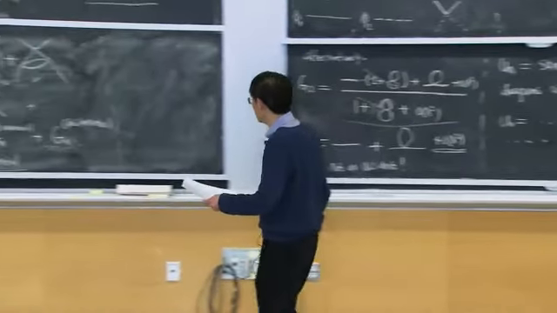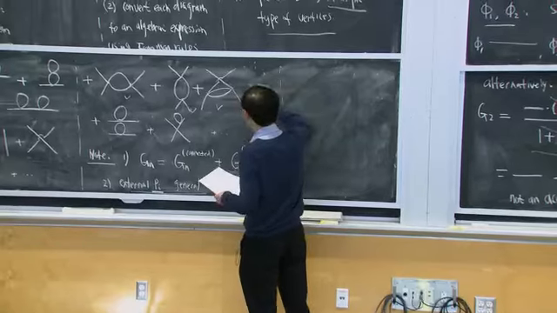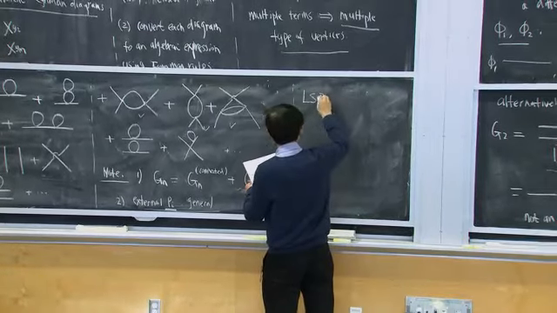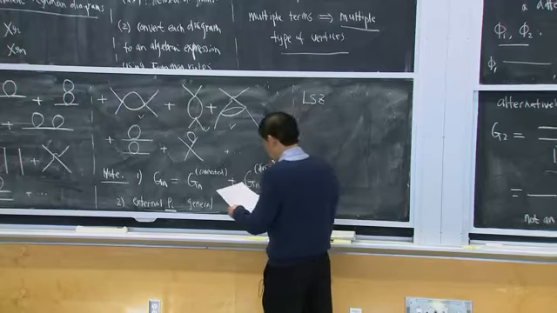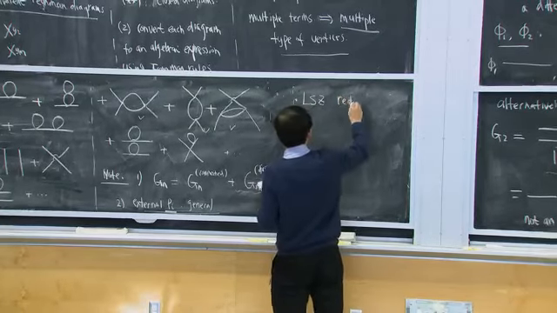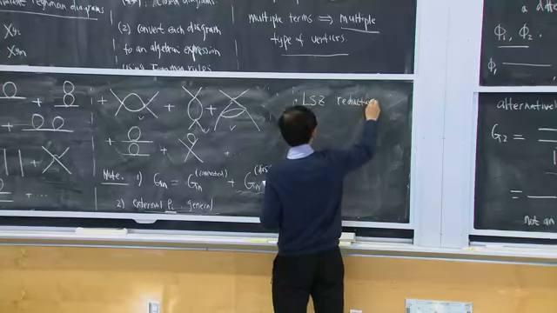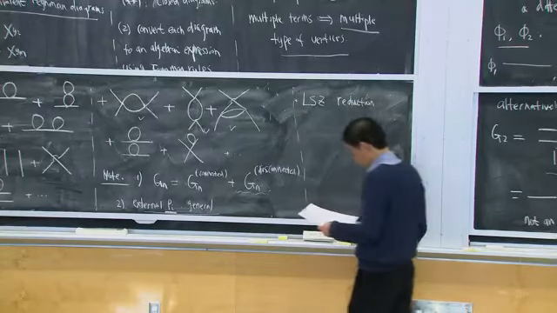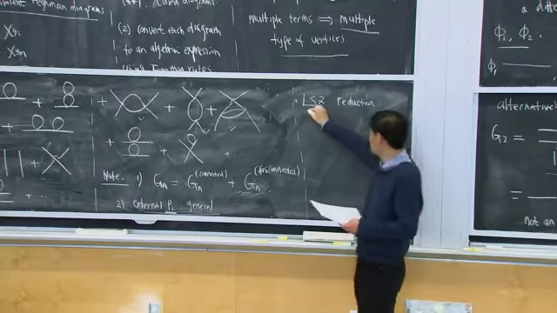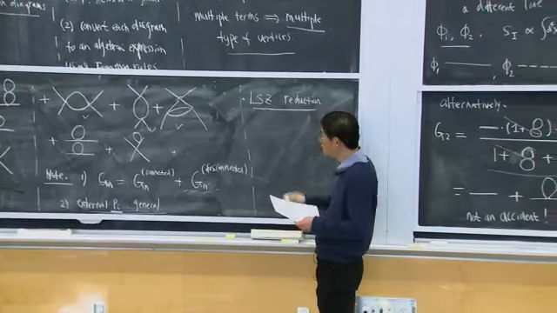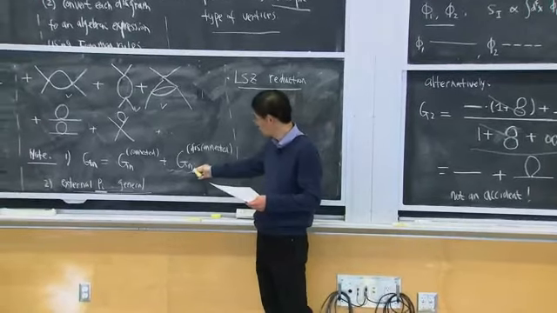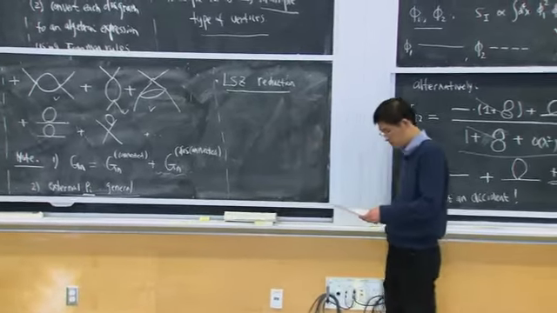Okay, good. So earlier we mentioned that there's this LSZ theorem, which tells you that the scattering amplitude can be obtained from these time-ordered correlation functions. So now let's go back to this LSZ story again and tell you how to actually obtain the scattering amplitude from correlation functions.